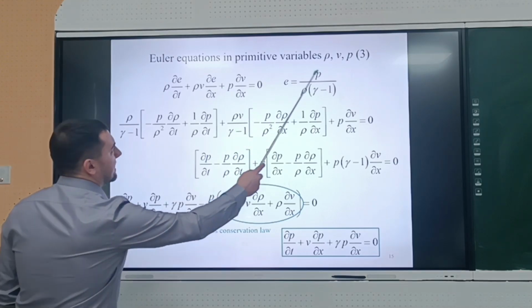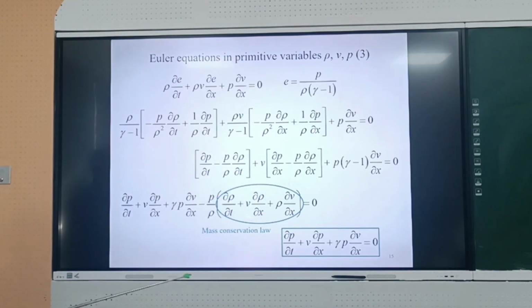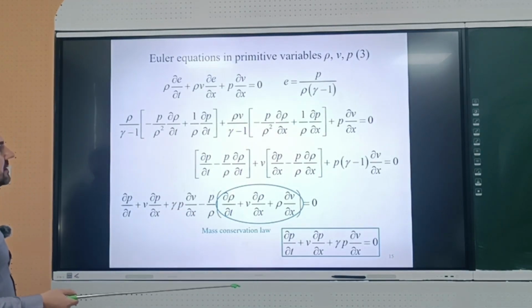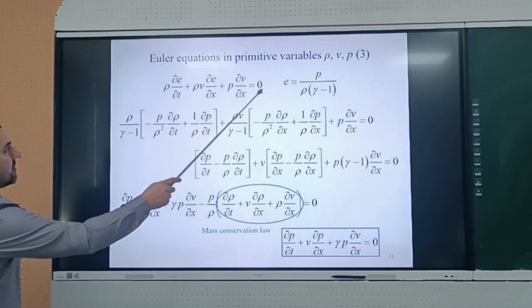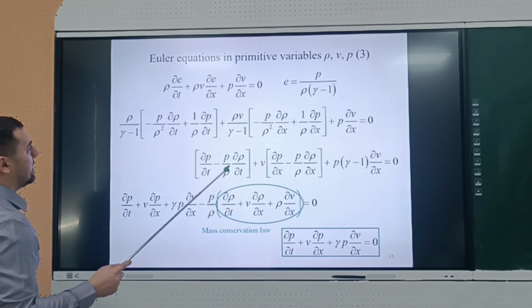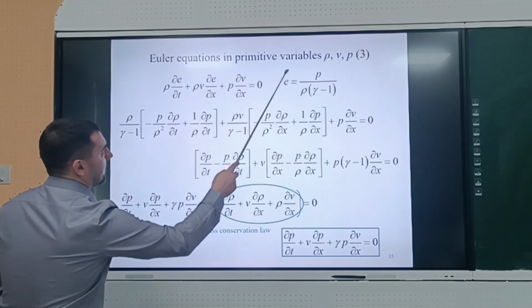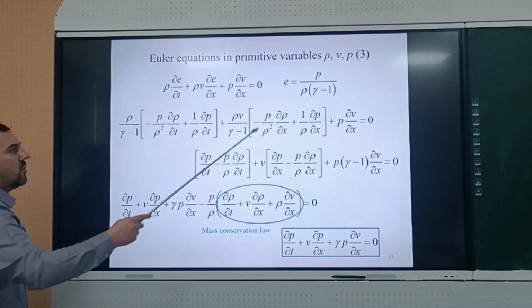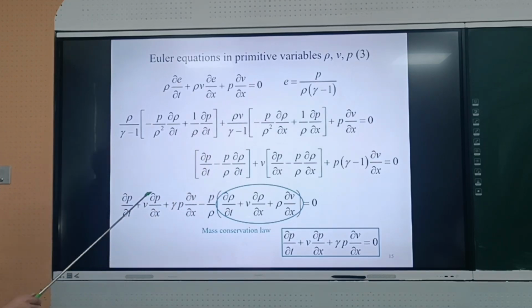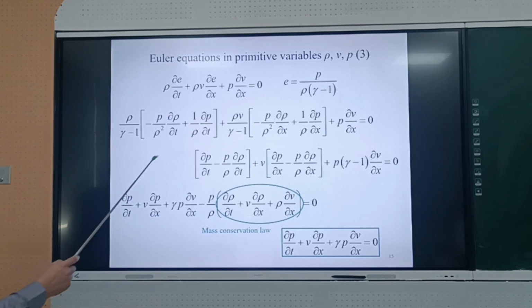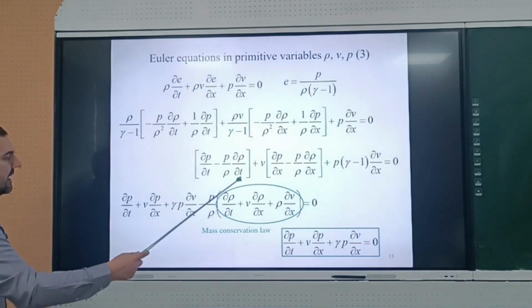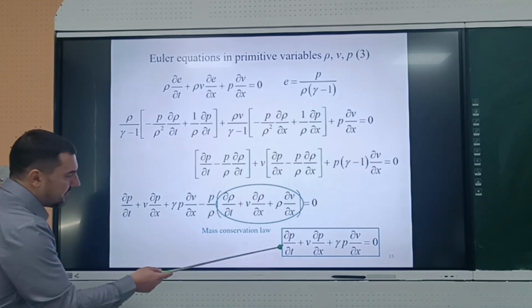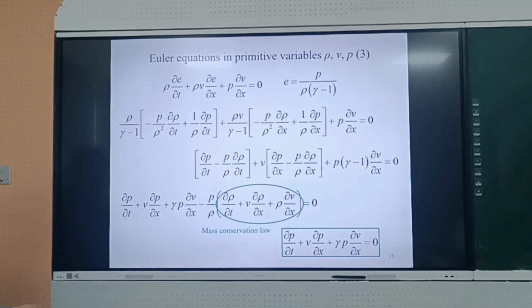The last step is to use some form of equation of state. So for the ideal gas equation of state, again, we can put it here and just carefully compute the derivatives with respect to p and rho. So we differentiate a complex function equal to the ratio of one function and another function. And after not very difficult manipulation, and again after applying the mass conservation law, we will get this very simple equation for pressure.